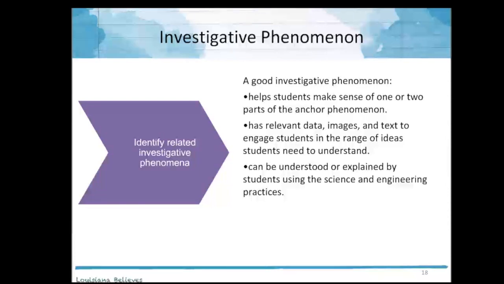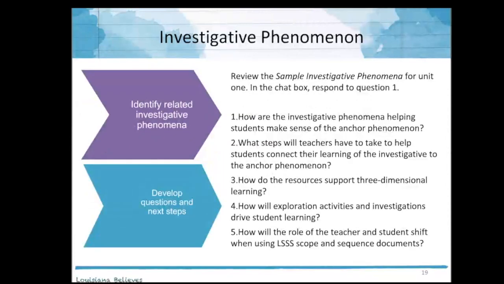So for example, one investigative phenomenon that students look at is that water causes erosion. So teachers may go through 1 to 2 lessons where students are looking at that one specific factor that's contributing to Louisiana's coastline. The investigative phenomena still have relevant data, images, and text and help to engage students in learning. So during step number 3 and 4 of this process, teachers identify the phenomena and they begin to develop questions and next steps around the phenomenon.